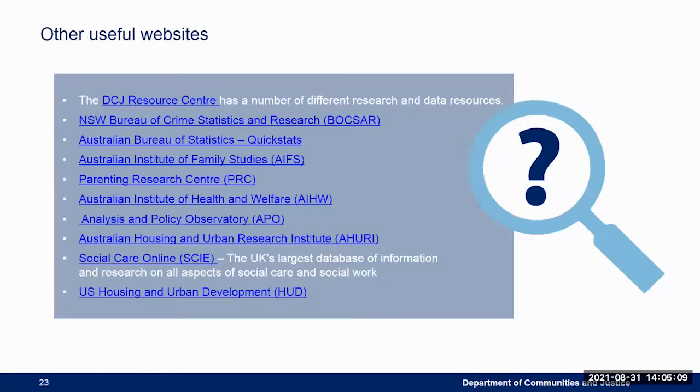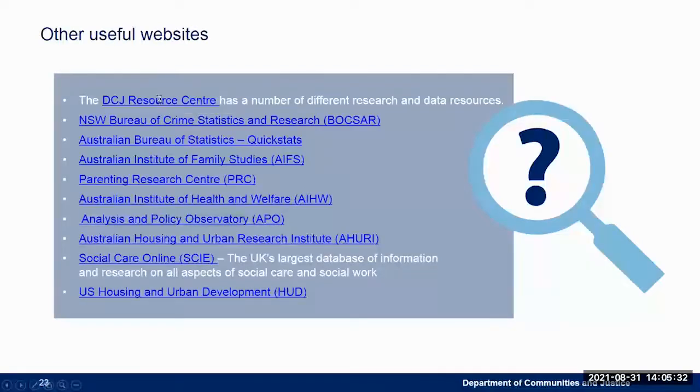So these are some other useful websites. I'm not going to go through them. We're going to make this available to you. So obviously Bokar, AFES, PRC, AIHW, APO, Ahuri, they're probably the big Australian ones to look at. And then I've included a UK and a US.